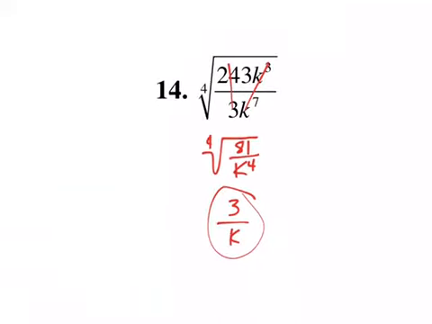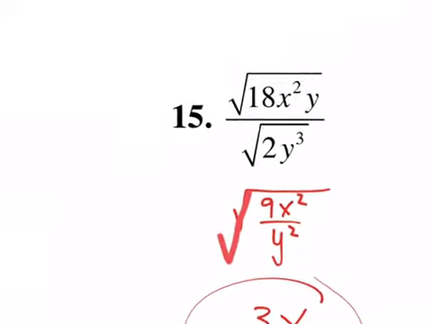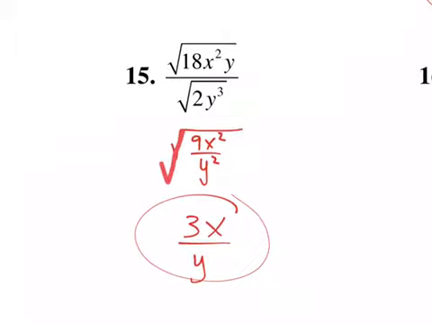This one, do the division first. When you take care of the division, you get the 4th root of 81 over k to the 4th. 81 is the perfect 4th root for 3. K to the 4th, perfect 4th root for k. There you go. On this one, when you divide, you get 9x squared over y squared. All of that's square rootable to get 3x over y.